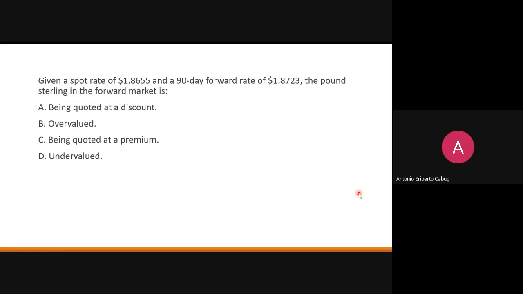I will give you 1 minute to answer this question. Given a spot rate of $1.8655 and a 90-day forward rate of $1.8723, the pound sterling in the forward market is... go.